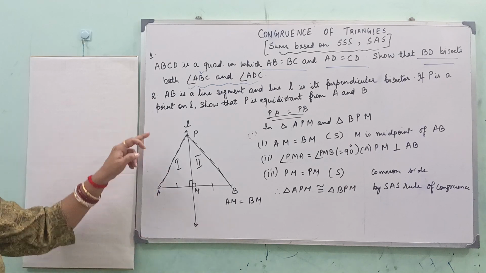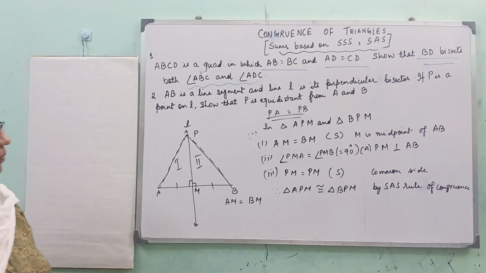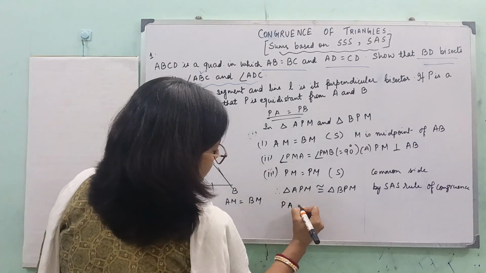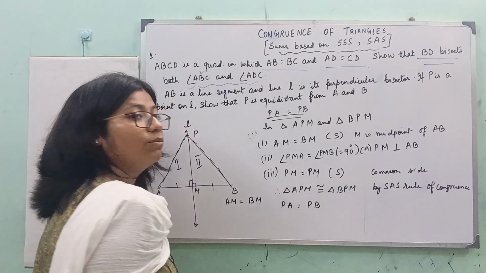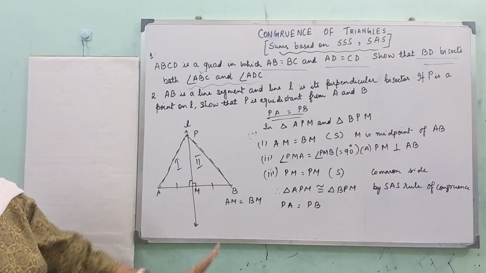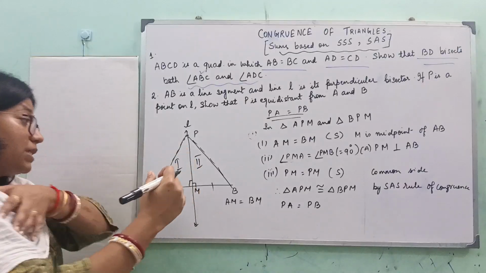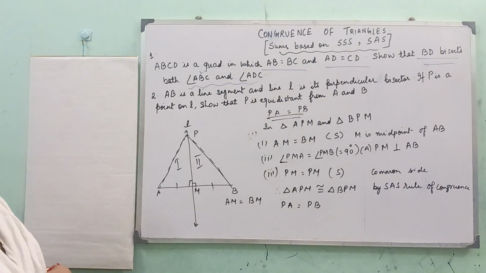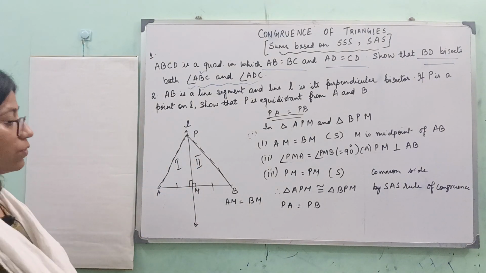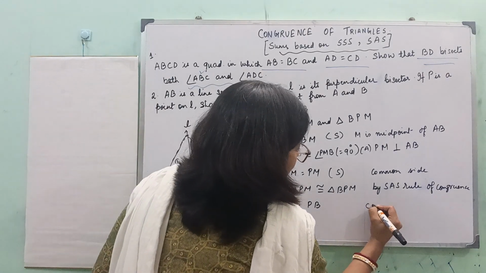Now what do we have to prove? PA is equal to PB. So PA is equal to PB. What is the reason? PA and PB are the corresponding parts of the congruent triangles. So corresponding parts of congruent triangles must be of equal measure.